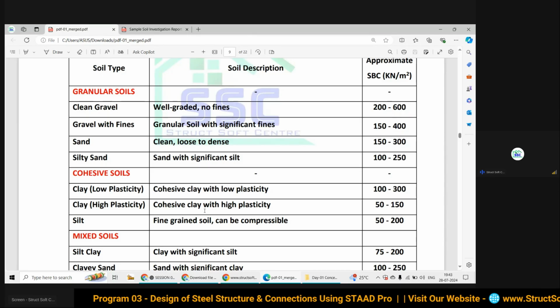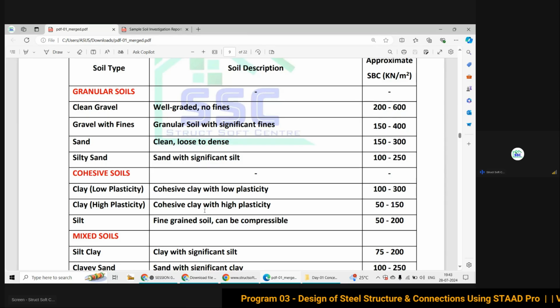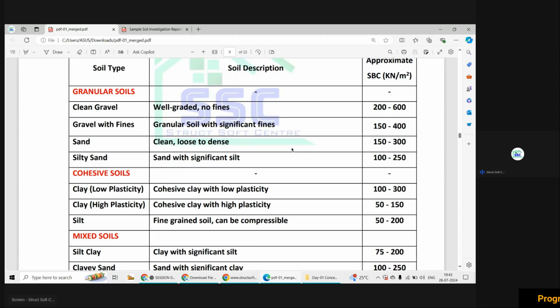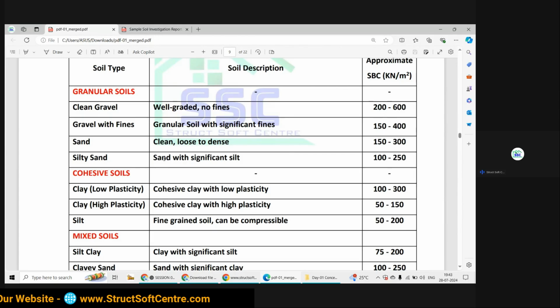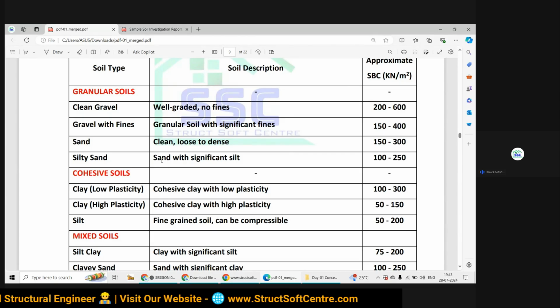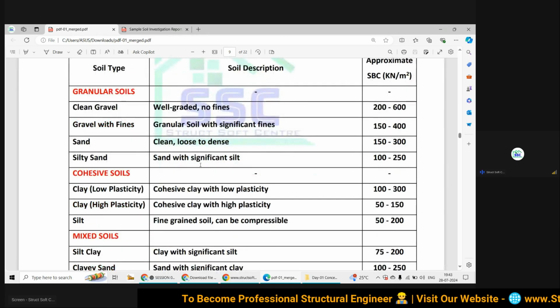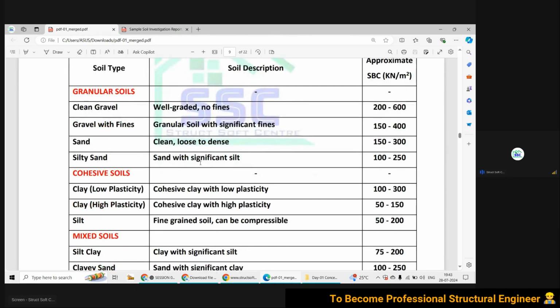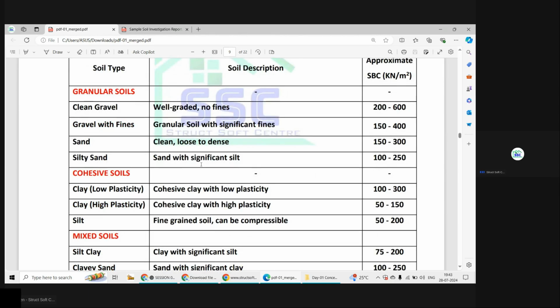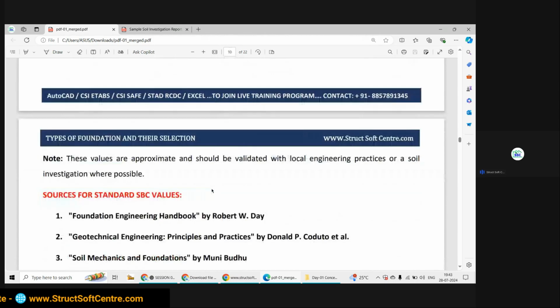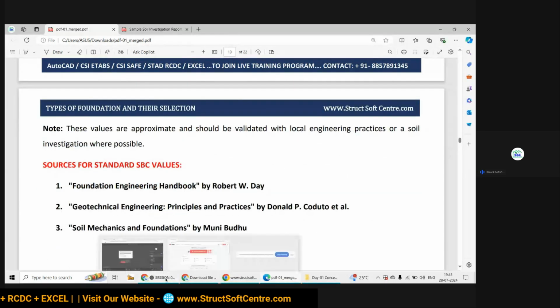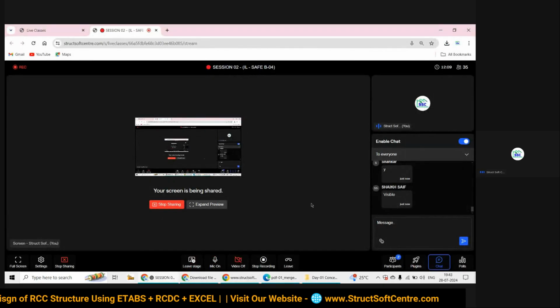In our last session, I tried to answer that question, so I'm not going to repeat all those things. The answer is that in the situation where we don't have an option to do the soil investigation, but the structure has to be built, what to do? This table will help you decide what bearing capacity of the soil you should consider for your project, and what to do, that we also discussed in the last session. So up to this level we have covered everything in our last session. Is that all clear? Is it right?